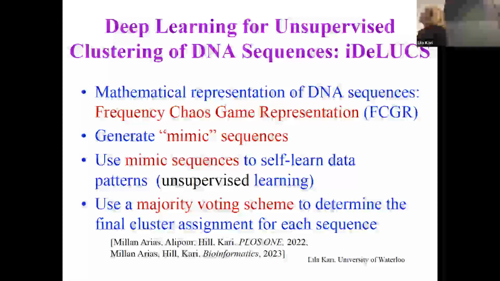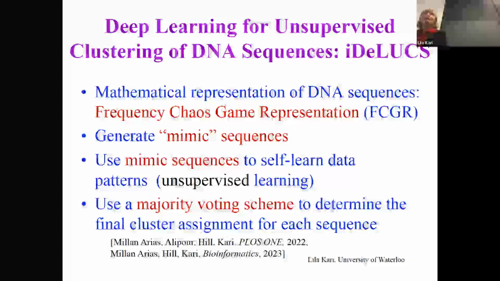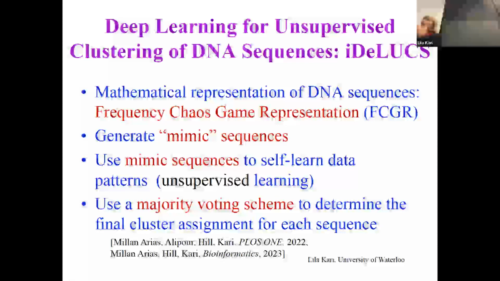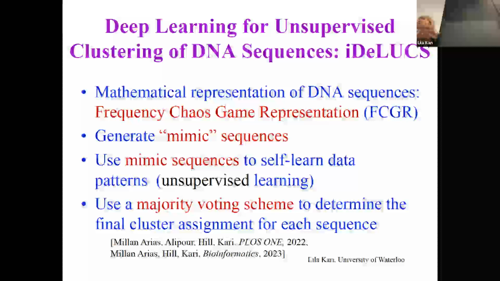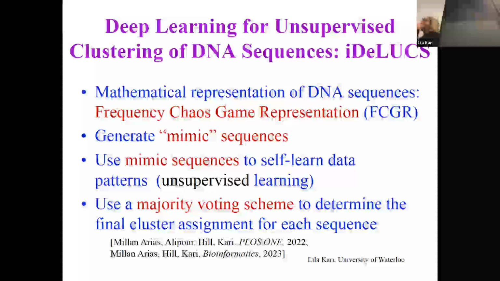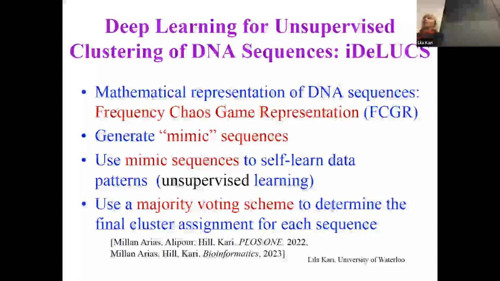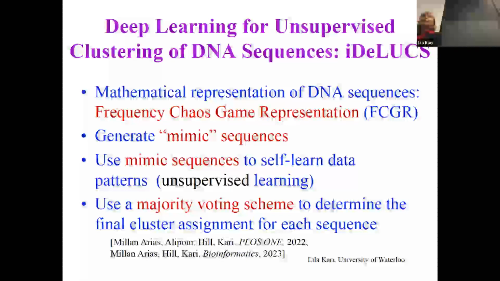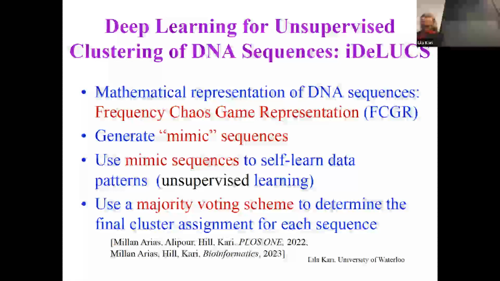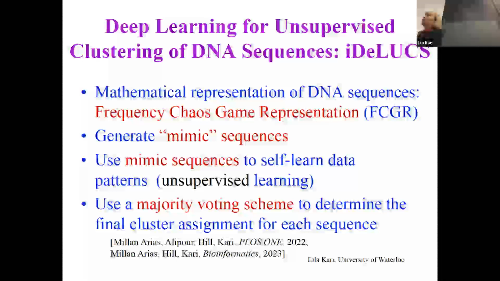So the mathematical representation that we used was a frequency k-mer representation, that is, the k-mer counts. And because of course you have no labels for clustering, you have no labels for any sequences, so how do you learn anything? We used data augmentation. For every original sequence, we generate what we call mimic sequences. A mimic sequence is formed from the original sequence by making some mutations in it. We had a certain percentage of mutation, and this mimic sequence and the original one were deemed a pair and deemed to belong to the same cluster.